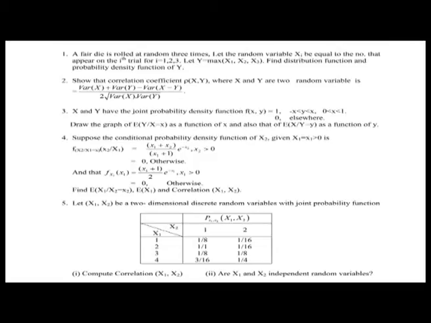Now, exercise question 2 I already discussed with you in the lecture. So, you can have an alternate expression for the correlation coefficient when X and Y are given to be 2 random variables. Okay. Question 3 is that X and Y have the joint probability density function f_{X,Y} equal to 1.